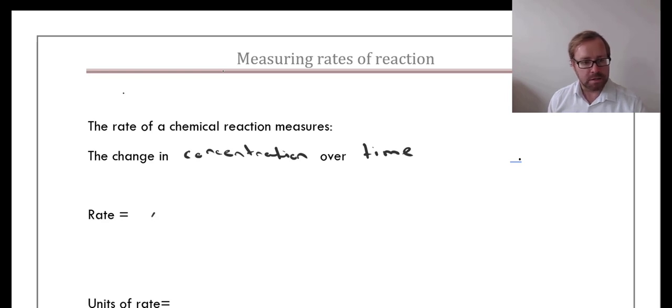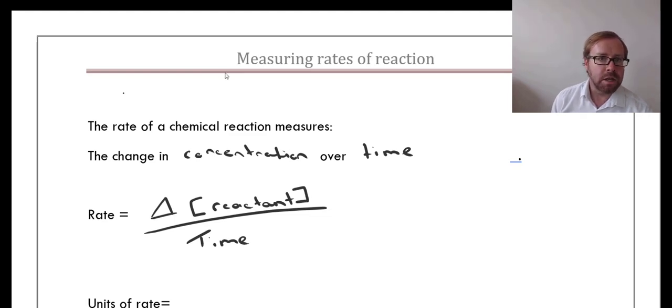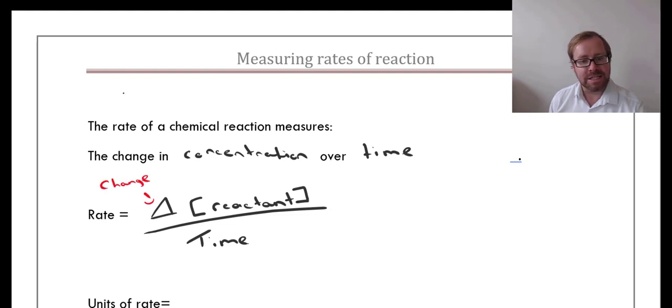And this means that if we're going to write this formula, we would have the change in the concentration of reactants over the time. Okay, so if we look at this equation, our triangle here means change, and our square brackets indicate concentration. So if you see these square brackets, they mean concentration.